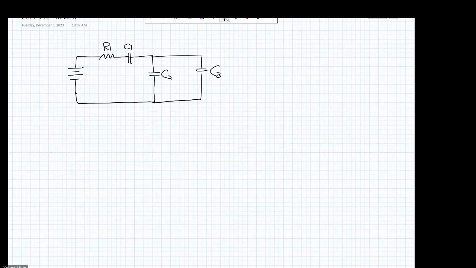Over for the quiz. The first question: one resistor, R1, and C1. This is C2, this is C3, and this is C4. So 5 kilo-ohm, 10 microfarad and 2.2 microfarad, and this is the 12 volt. C3 is 1 microfarad, C4 is 4.7 microfarad.